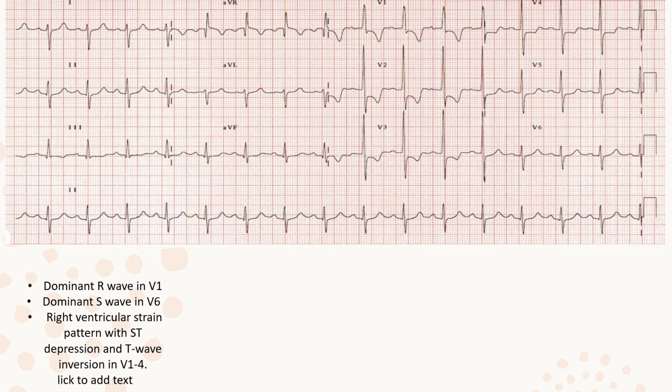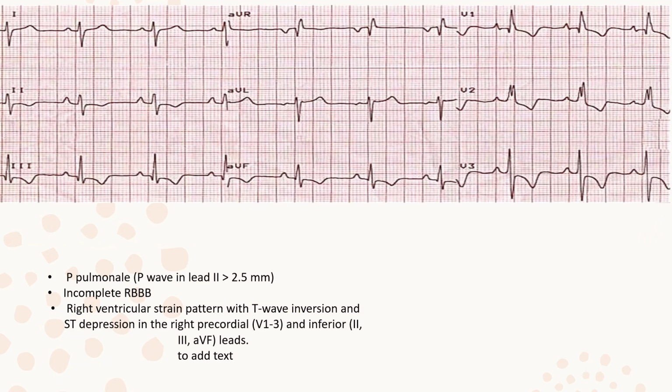All right, so down here at the bottom it says dominant R wave. Yep. Dominant S wave in V6. Oh yes, look at that big old S wave. Remember that when you get around to V4, V5, V6, those should be predominantly upright. So that's an indication right there that there's something going on. And we have ST depression and T wave inversion in leads V1 through V4. Yep. Okay.